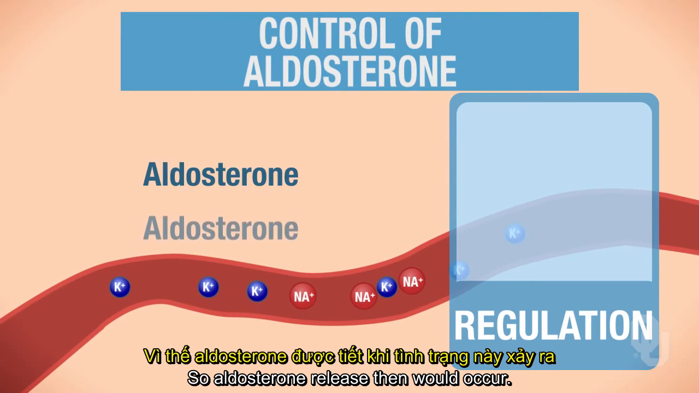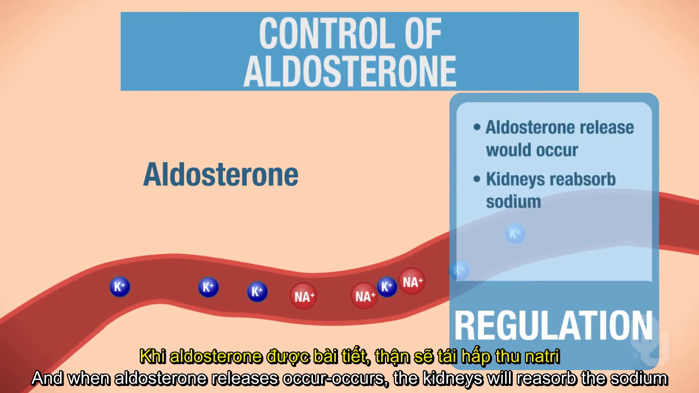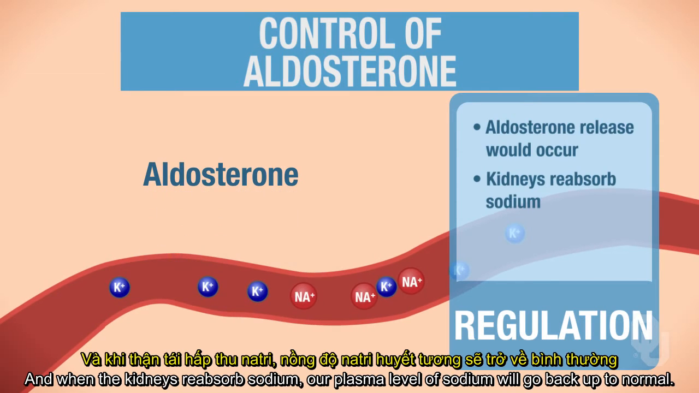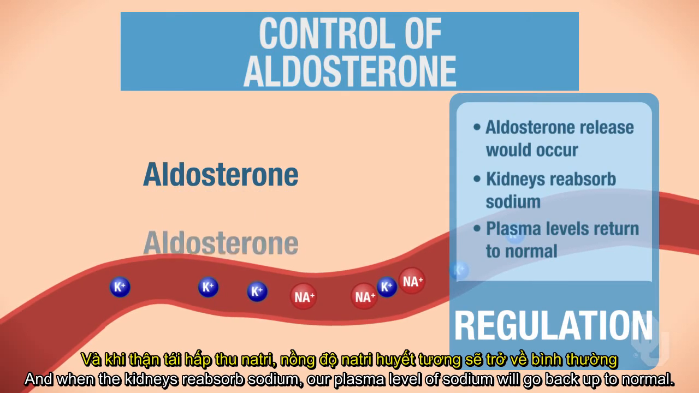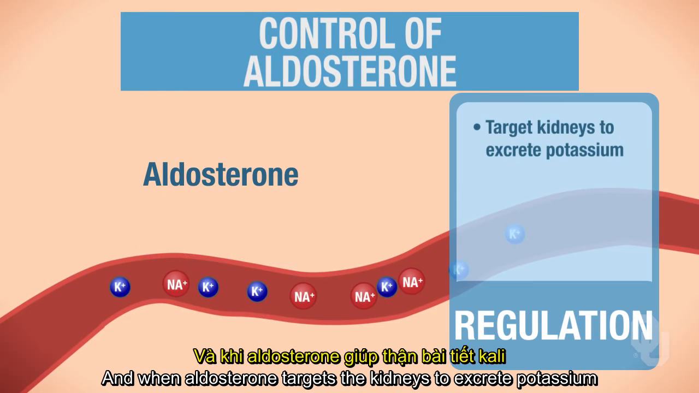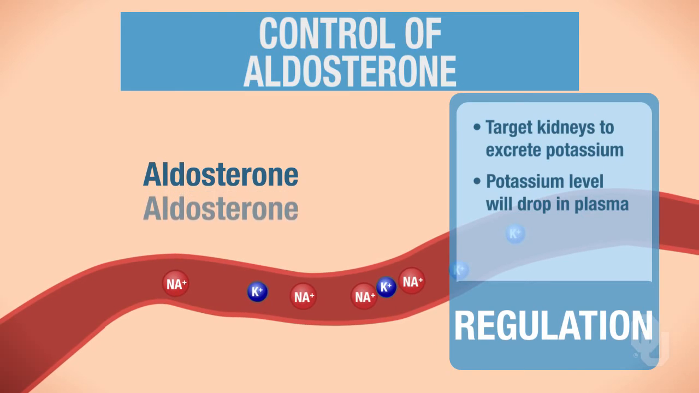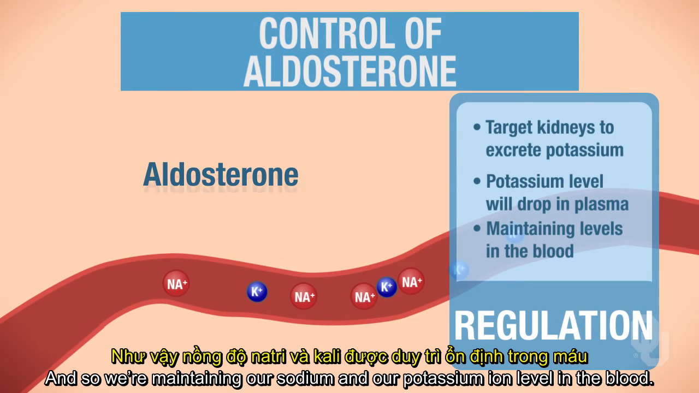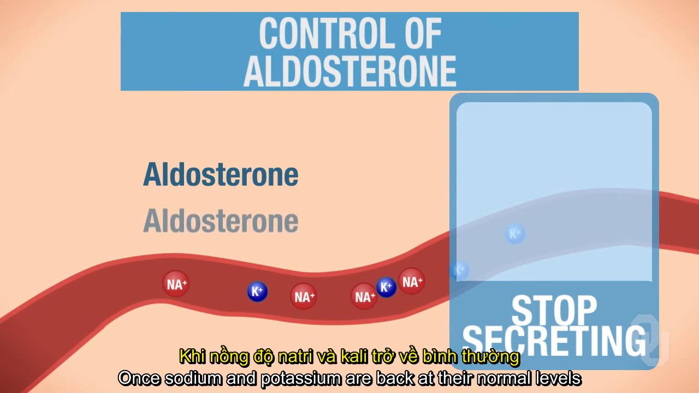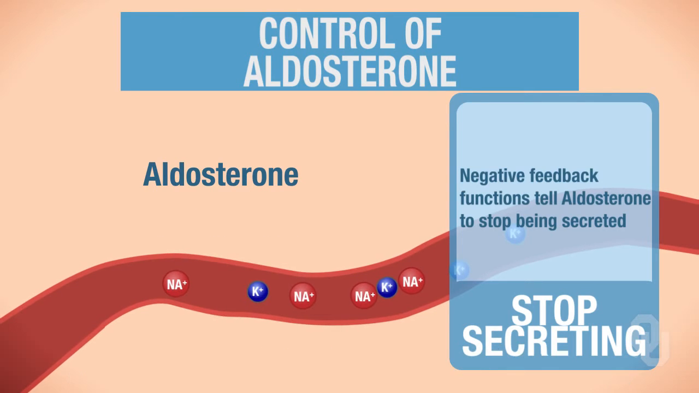So aldosterone release then would occur, and when aldosterone release occurs, the kidneys will reabsorb sodium, and when the kidneys reabsorb sodium, our plasma level of sodium will go back up to normal. And when aldosterone targets the kidneys to excrete potassium, now our potassium level is going to drop in the plasma as well. And so we're maintaining our sodium and our potassium ion levels in the blood. So to turn this system off, once sodium and potassium are back at their normal levels, negative feedback functions and tells aldosterone to stop being secreted.